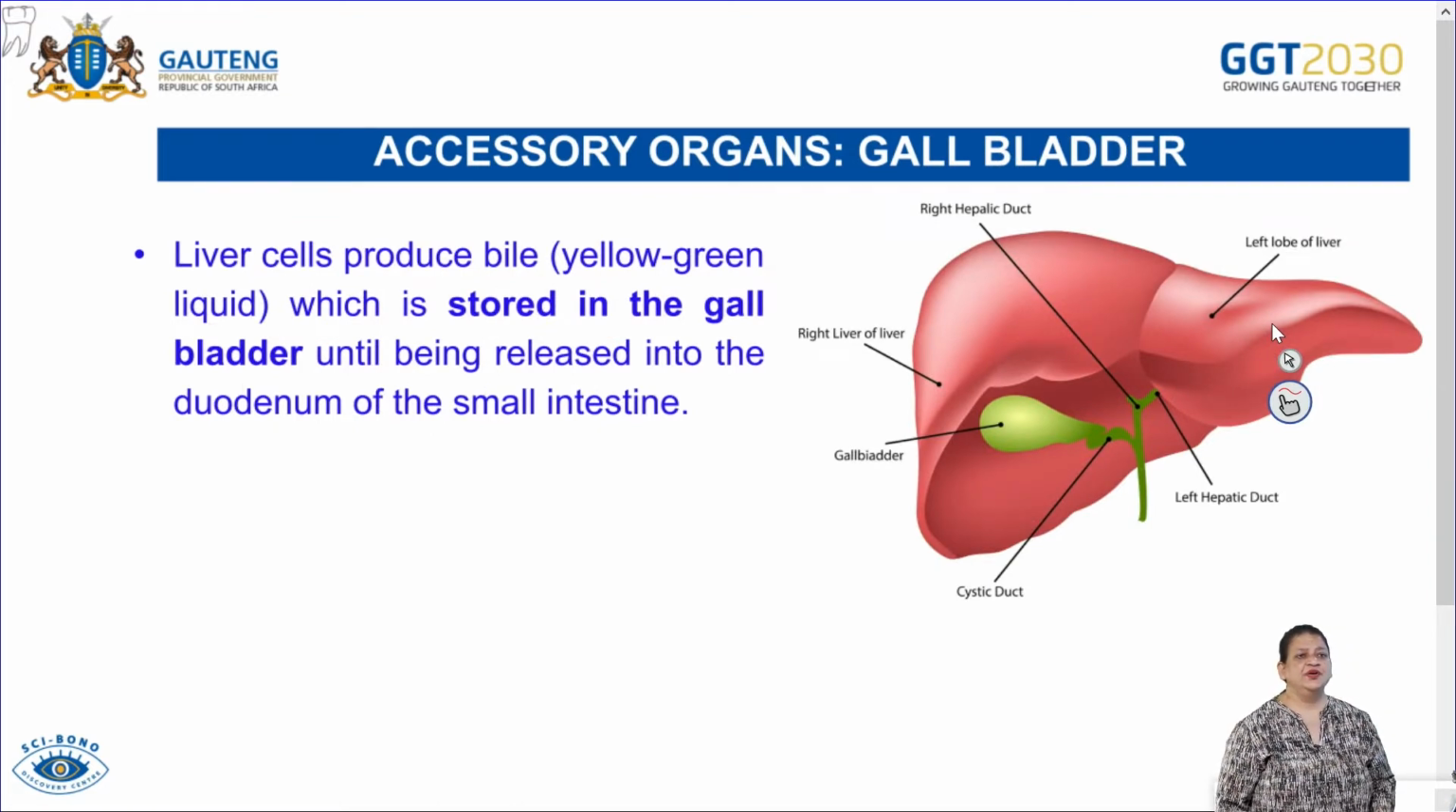The next thing that we look at is that the liver produces bile. And what is bile? It's a yellow-green liquid, right? So it's produced here. You can see this gallbladder is yellow-green. It produces a yellow-green liquid stored in the gallbladder. A bladder always stores something temporarily until it's released into the duodenum of the small intestine.